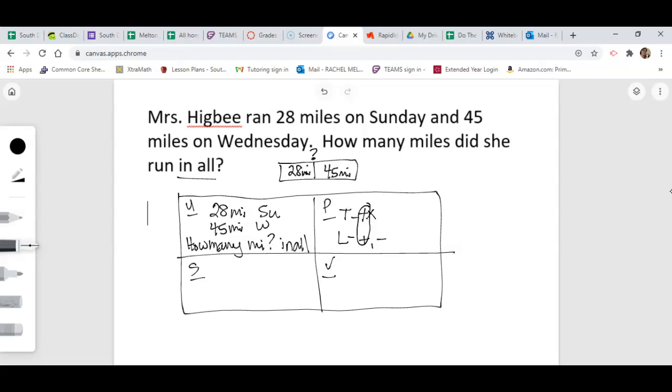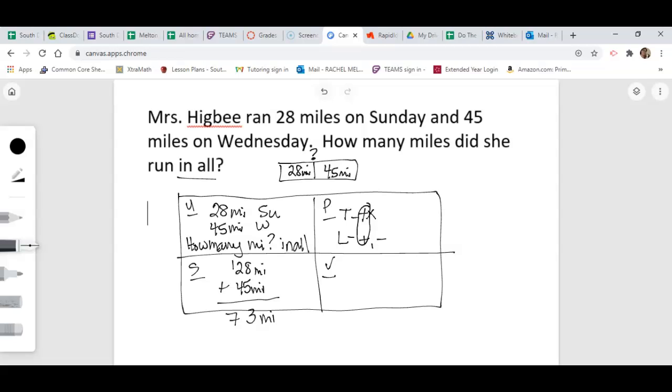So down here, remember I have to do whatever I said I was going to do in the plan. So I add my 28 and 45. Notice I'm labeling everything. Always, always, always, we need to get our kids used to labeling everything. So then I just add them up, and now I have 73 miles.